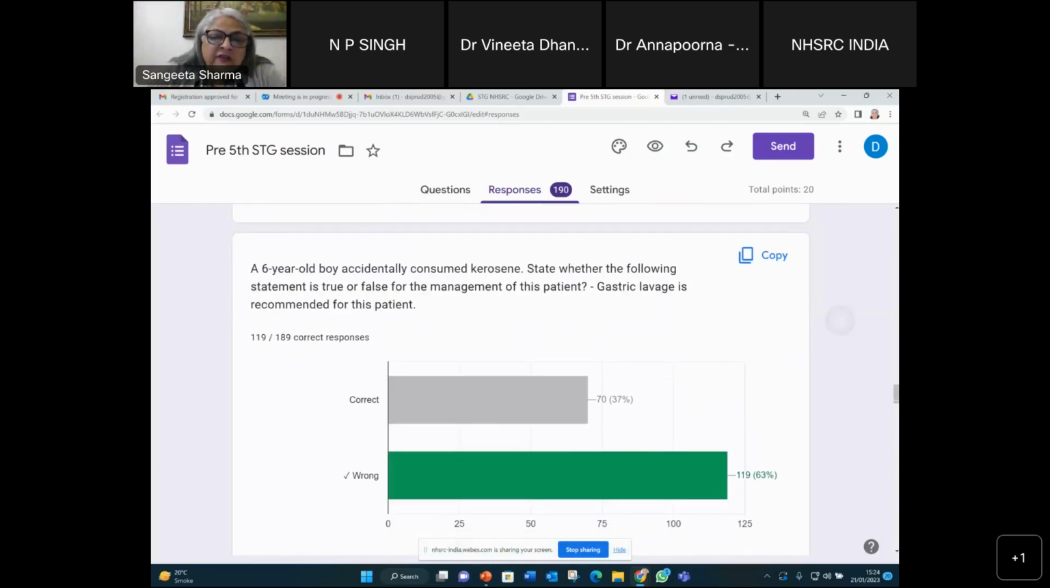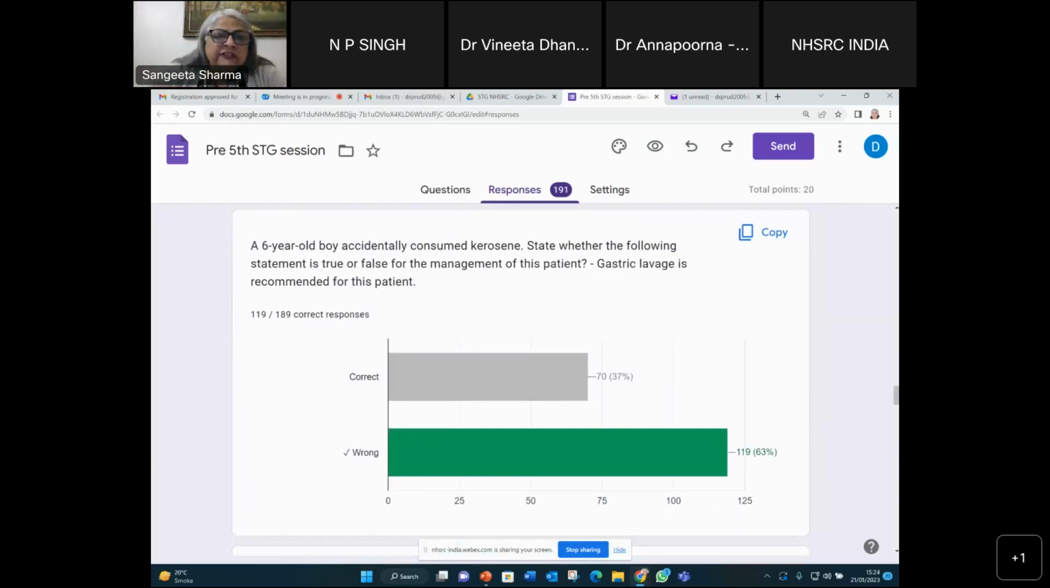Now, there is a second question about a 6-year-old boy who accidentally consumed kerosene. State whether the following statement is true or false for the management of this patient. Gastric lavage was recommended for this patient. Around 60% have rightly said gastric lavage or induction of vomiting should not be done in case of kerosene poisoning. There is a risk of aspiration, and it can cause damage.